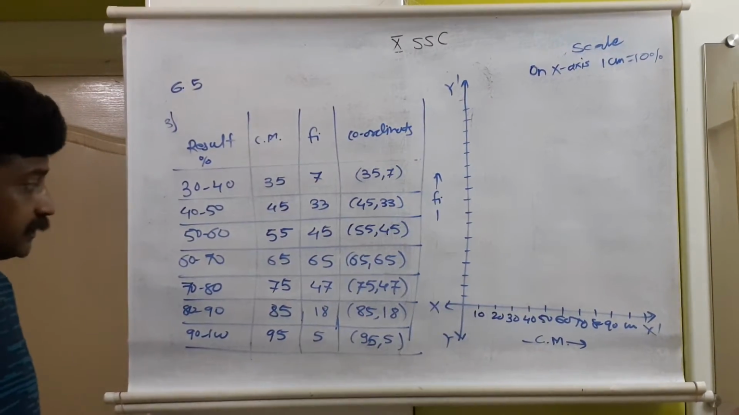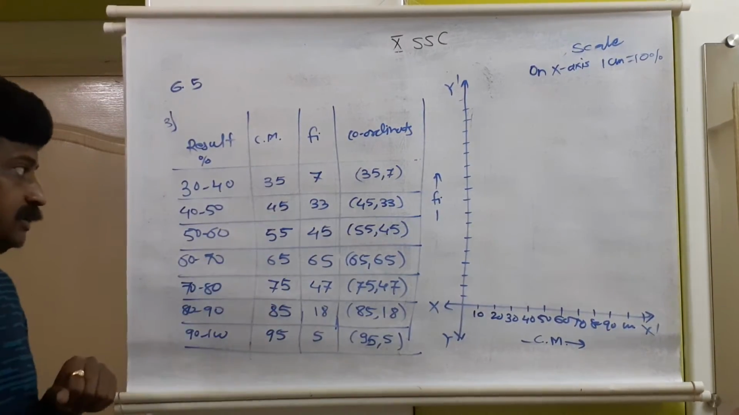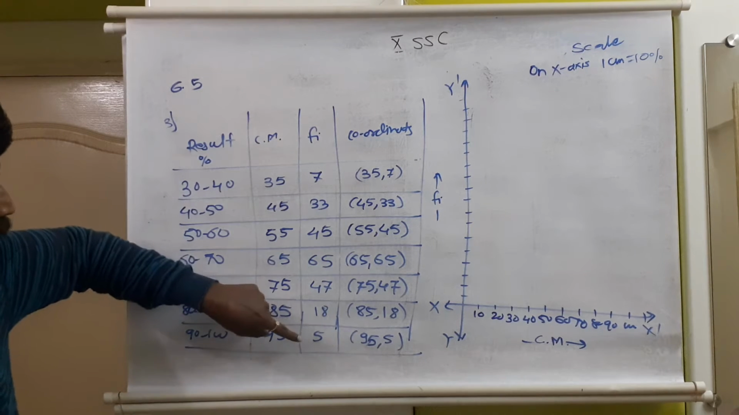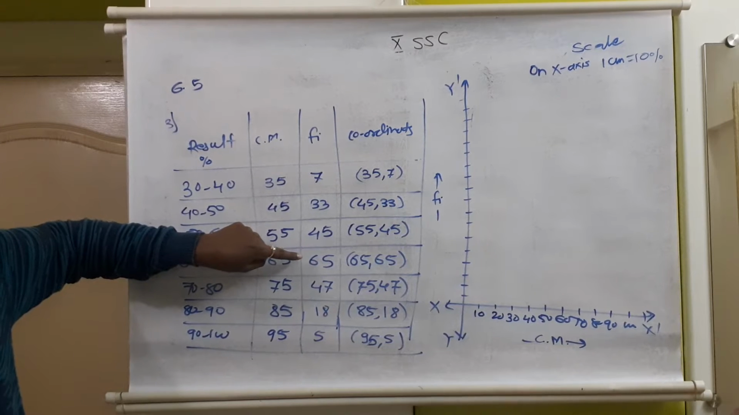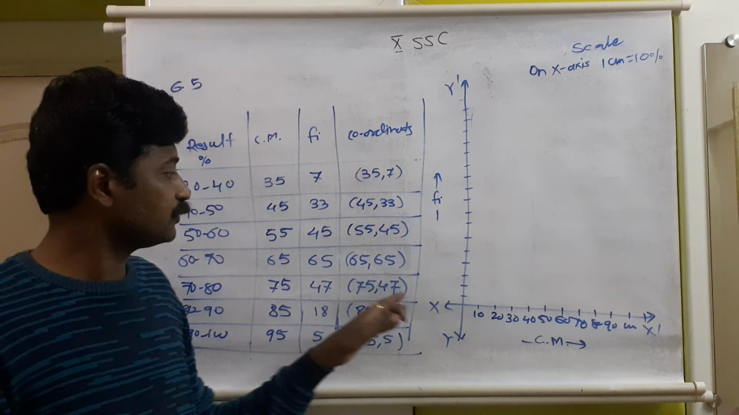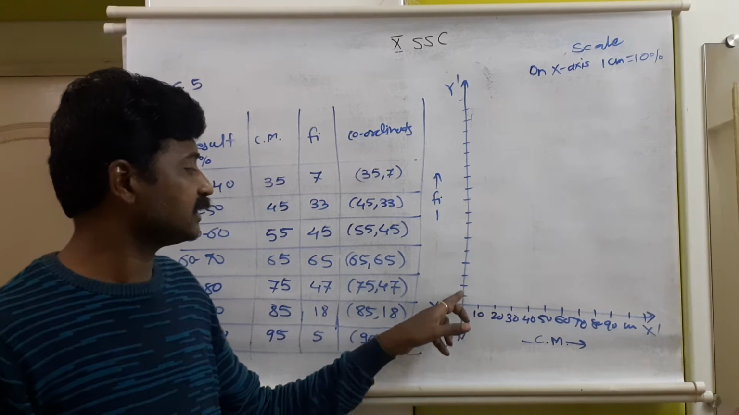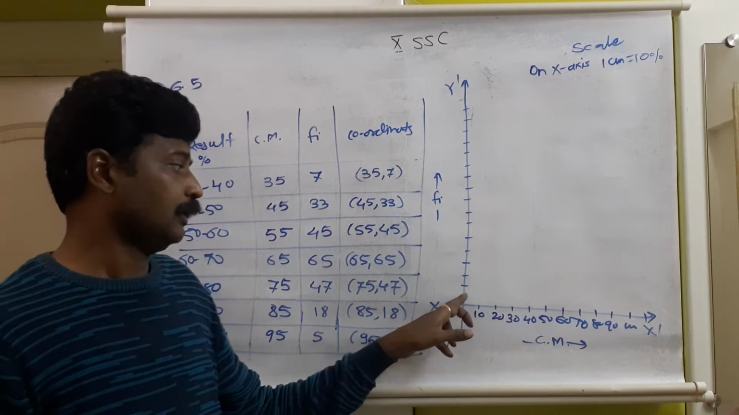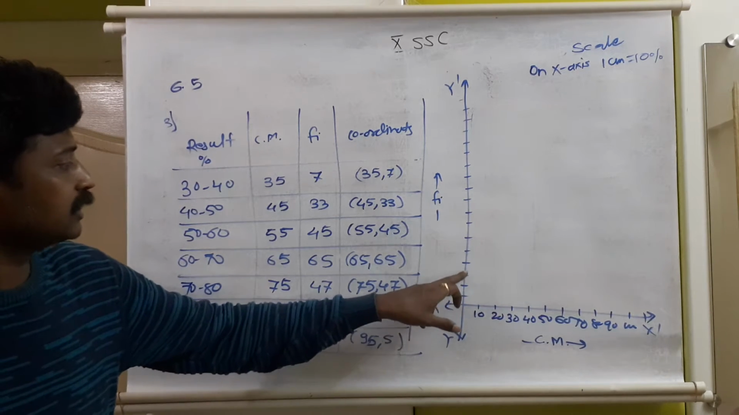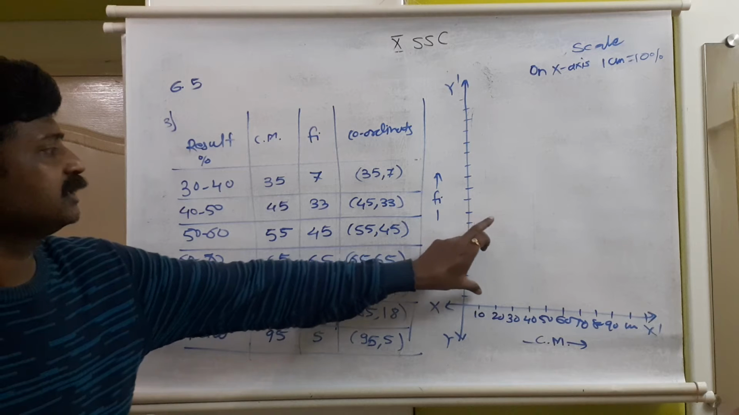Now on the y-axis. On the y-axis we need frequencies. See, what is the maximum frequency we have? 5 is the minimum and 65 is the maximum. So if we consider 1 centimeter is equal to 10 students, it will cover 1, 2, 3, 4, 5, 6, 7. It will get covered till here only.